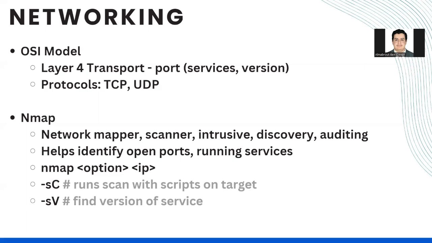But some of the commands that we're going to use in the practical demonstrations are two. One is -sC, which allows you to use scripts based on the service that you find in Nmap, just to gather more information. And there's -sV, for you to know the version of that service that is running behind the target. We're going to go through those in the practical.